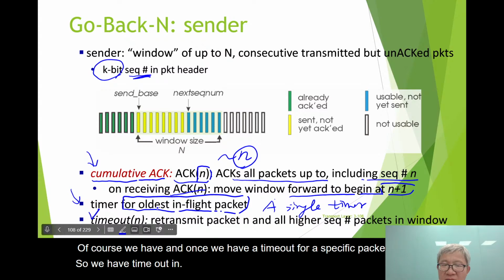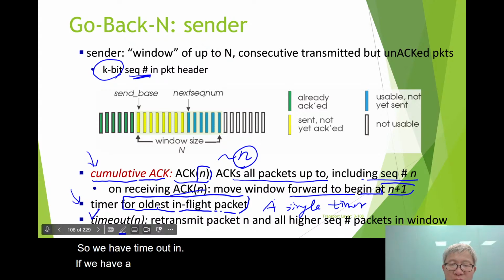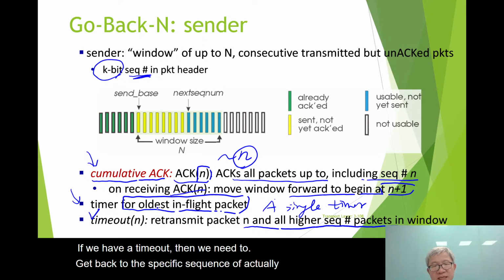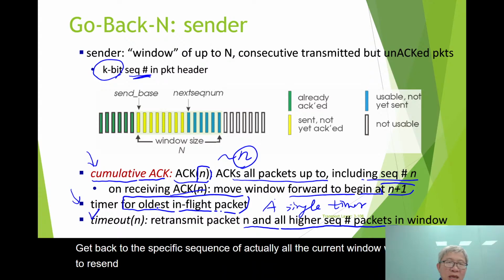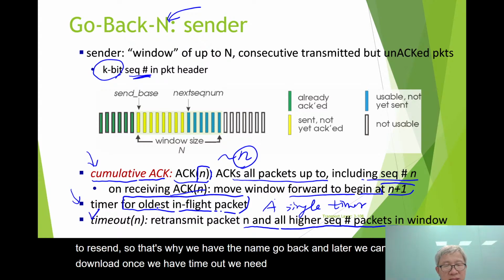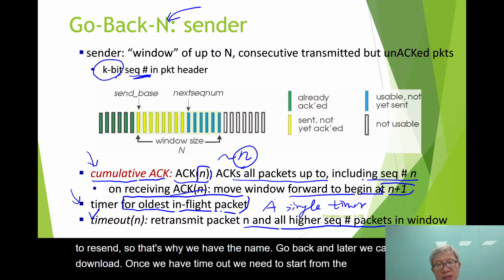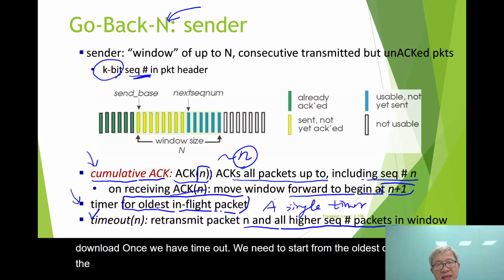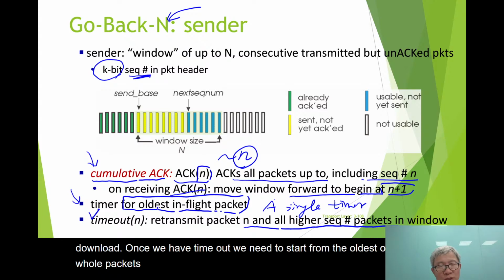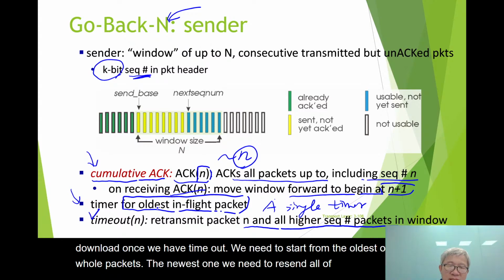If we have a timeout, then we need to go back to the specific sequence number. Actually, we need to resend the whole current window. That's why it is named Go-Back-N. Once we have a timeout, we start from the oldest packet through to the newest one, and we need to resend all of them. So this is Go-Back-N.